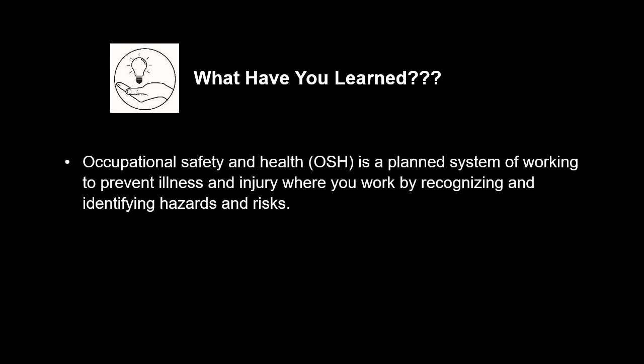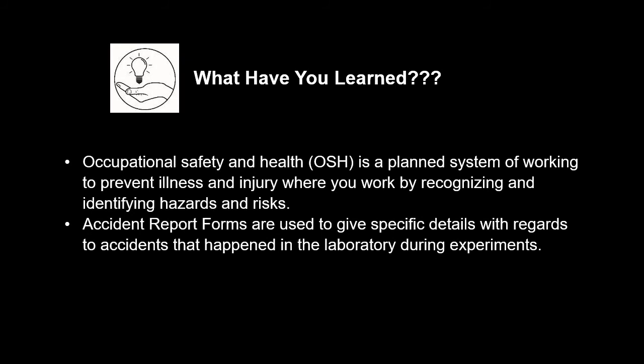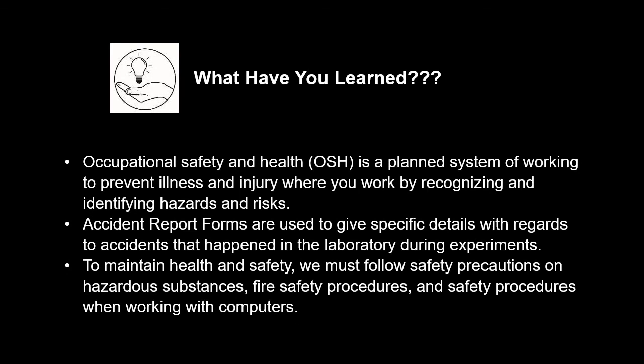This time, let us check what you have learned. Again, Occupational Safety and Health, or OSH, is a planned system of working to prevent illness and injury where you work by recognizing and identifying hazards and risks. Accident report forms are used to give specific details with regards to accidents that happened in the laboratory during experiments. To maintain health and safety, we must follow safety precautions on hazardous substances, fire safety procedures, and safety procedures when working with computers.